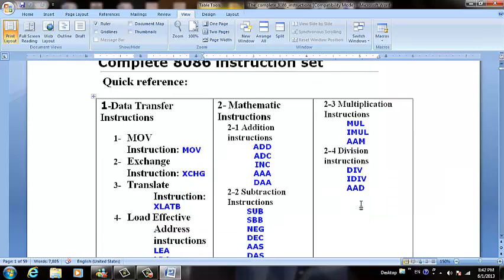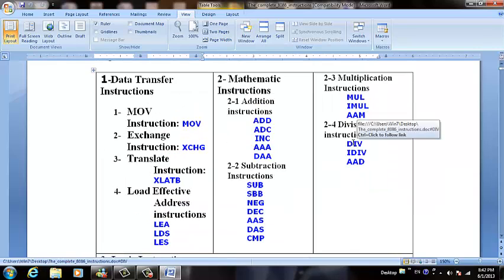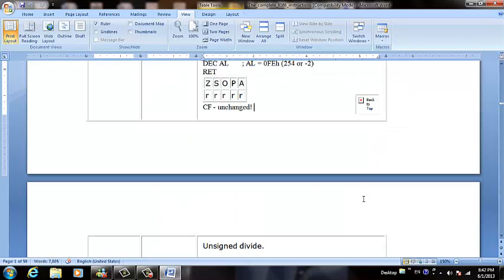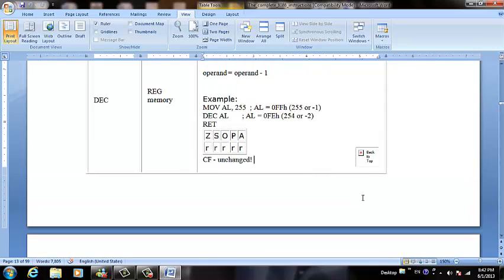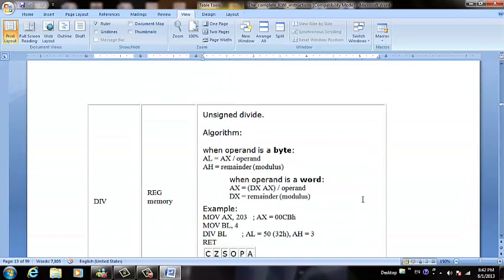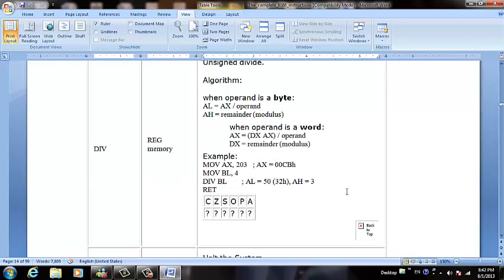Finally, we have the division. It is absolutely the opposite of multiplication. Here, when we multiplied, we multiplied AL with another operand. However, when we divide, because the result will be stored in AX, here we divide AX by the operand, and the result will be stored in AL. It is a reverse process of the multiplication.